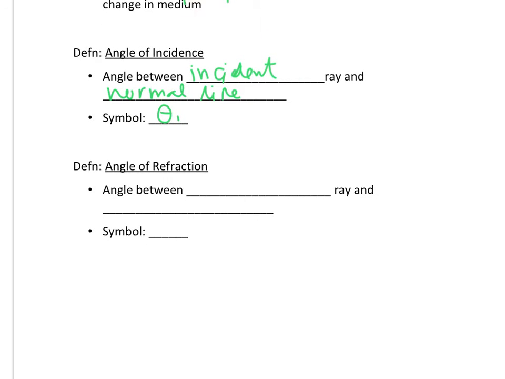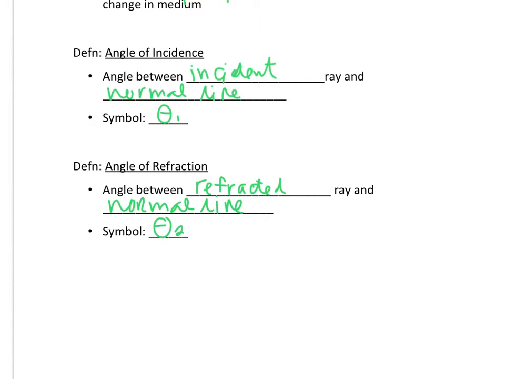Next thing we have is the angle of refraction. This is the angle between the refracted ray and the normal line. And the symbol for the angle of refraction is theta 2.